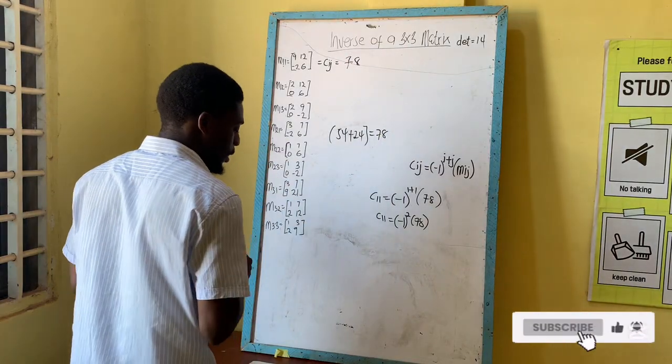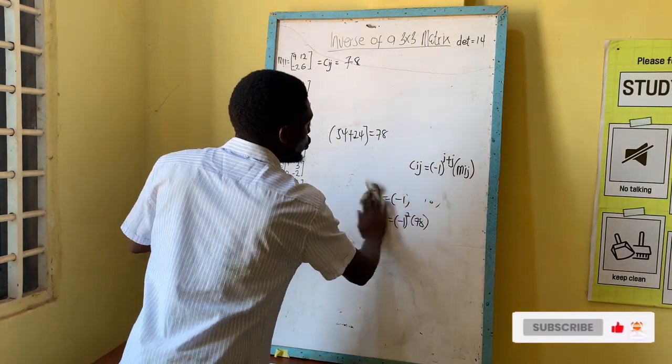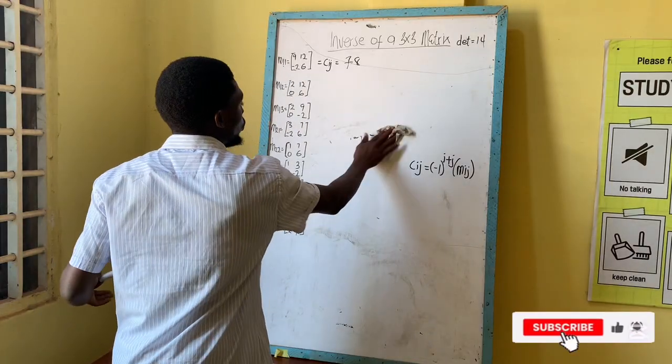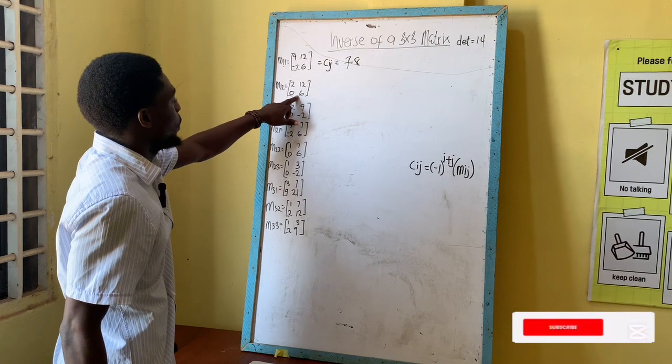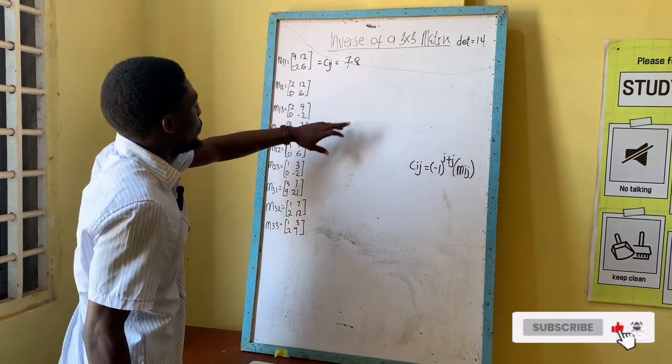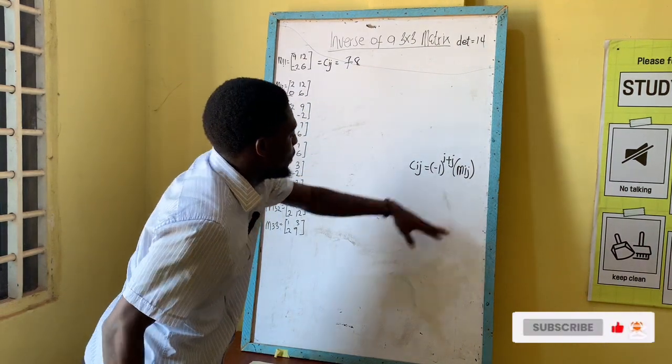Now we move to the second one. That's the -1 2. Same approach. You find the determinant for the particular minor. Then you insert it in the formula.